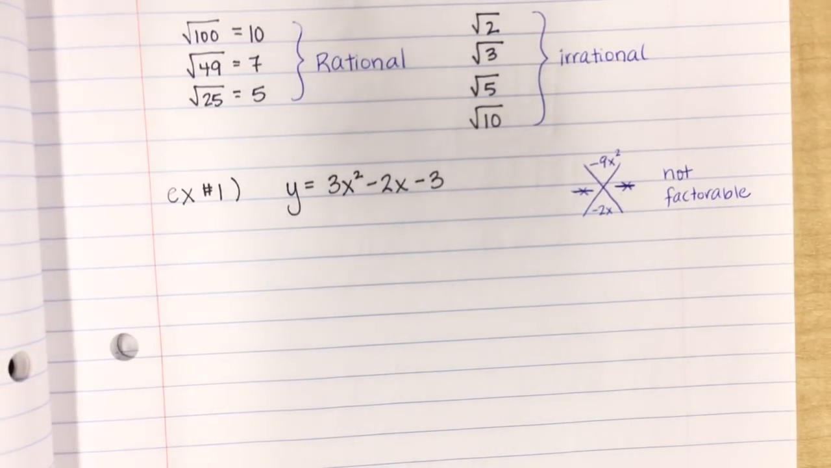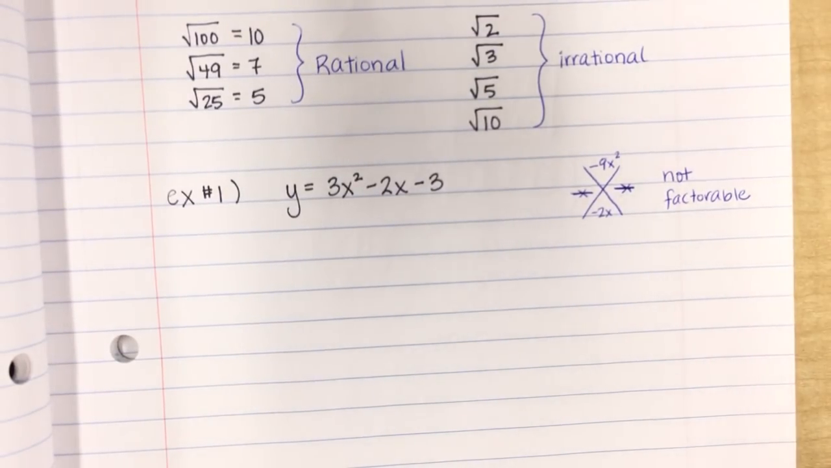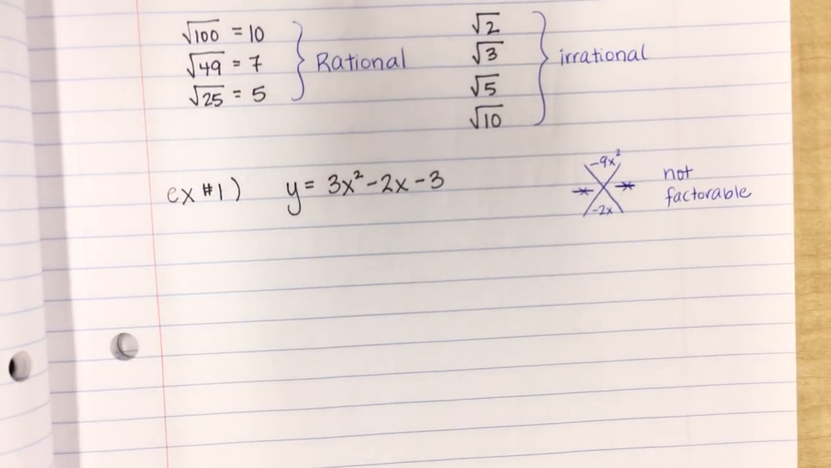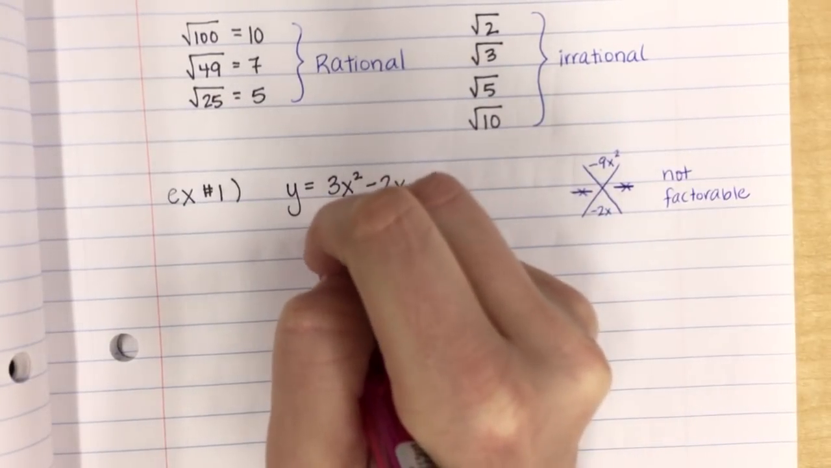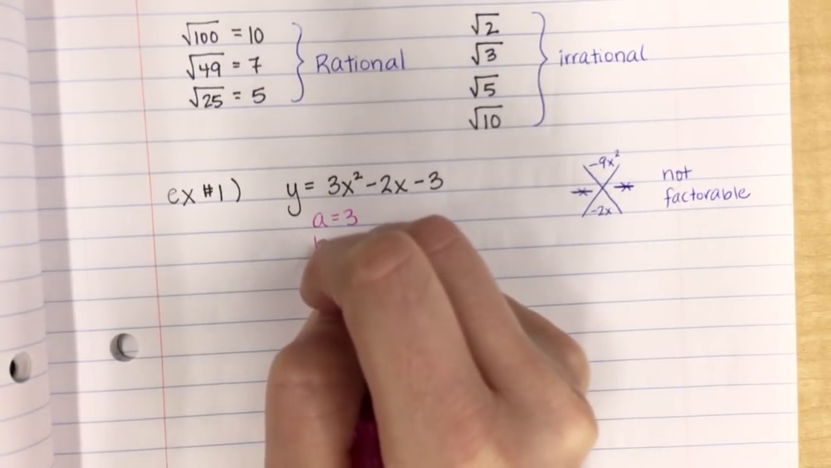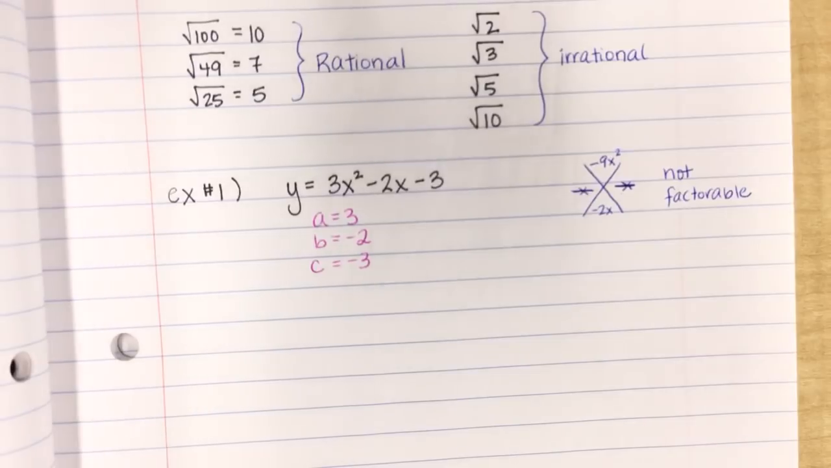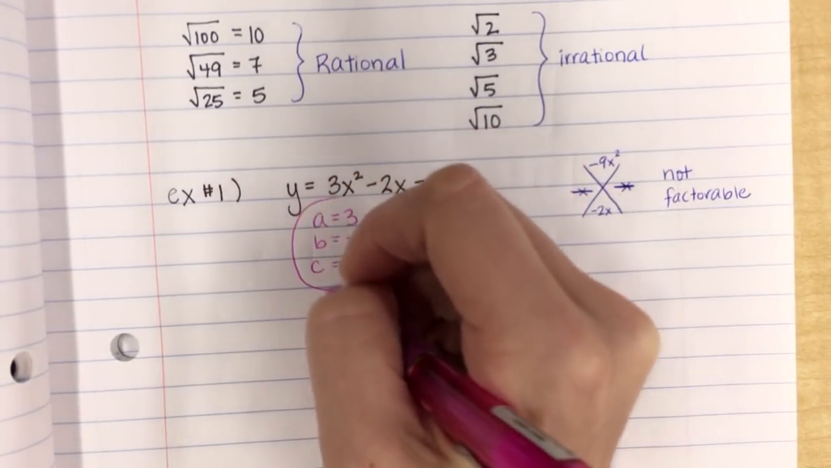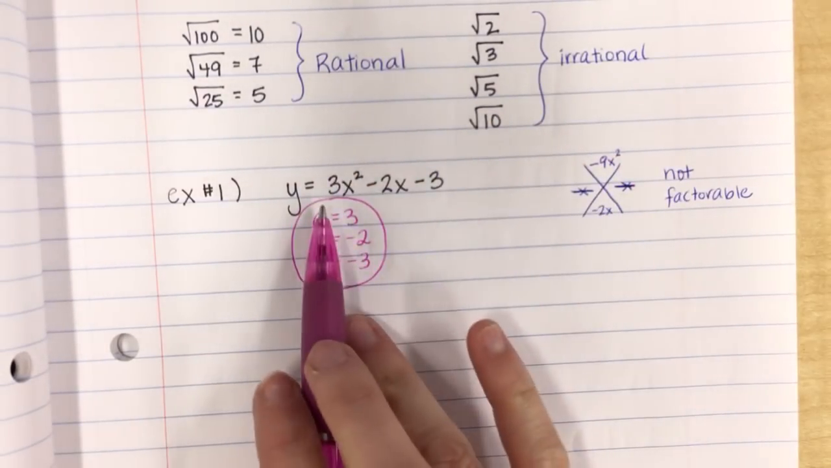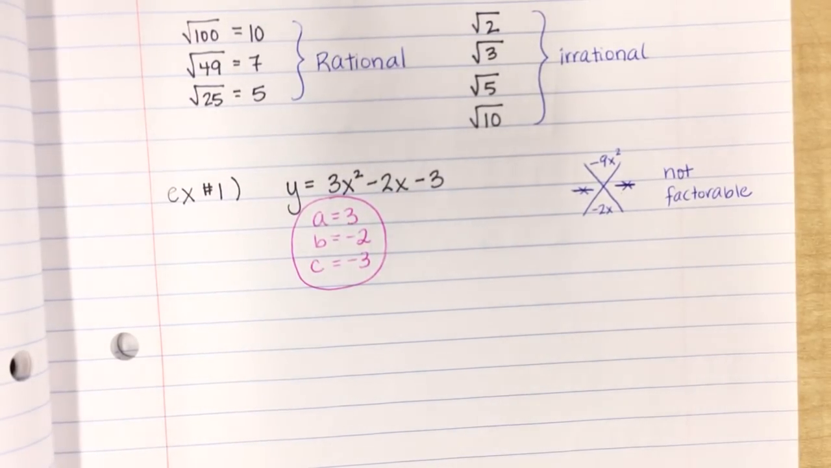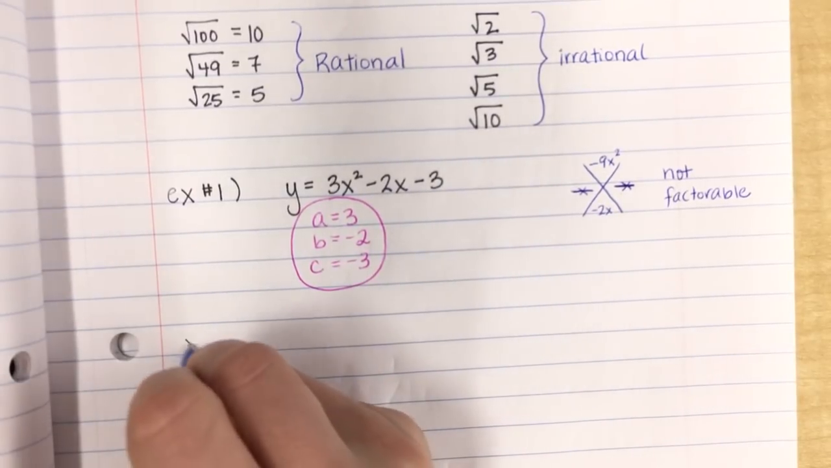x is equal to negative b plus or minus the square root of b squared minus 4ac, all over 2a. Let's go ahead and label our key components, or our necessary values. We have a equal to 3, b equals negative 2, and c equals negative 3. I usually just identify those three values by looking at my equation, 3, negative 2, and negative 3, in order to then use the quadratic formula.